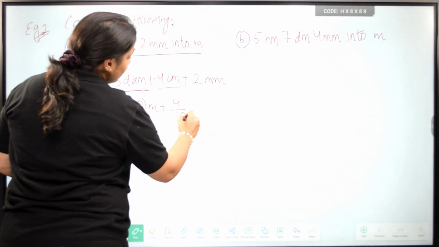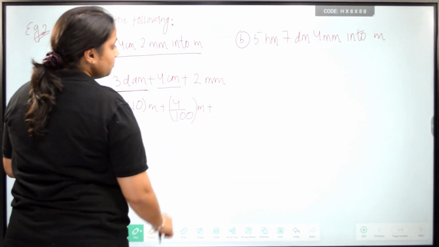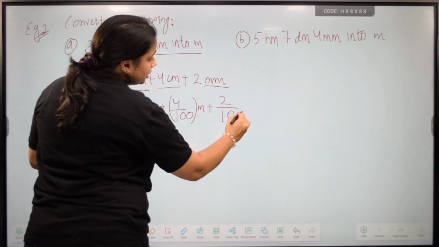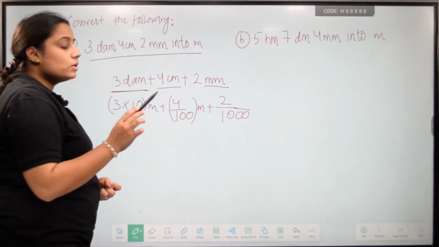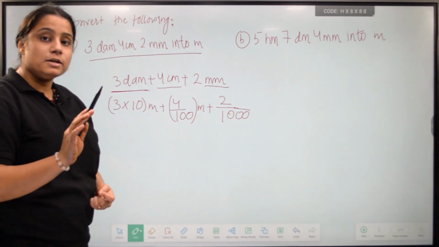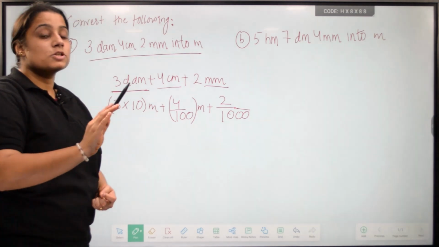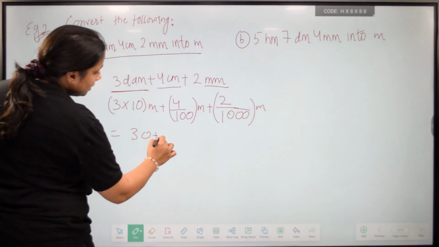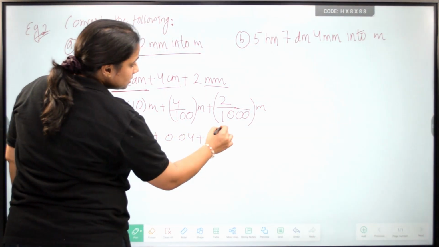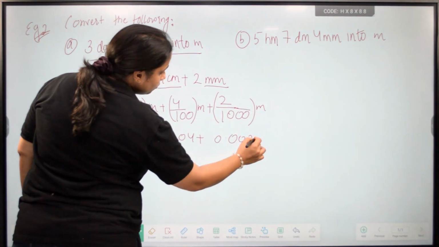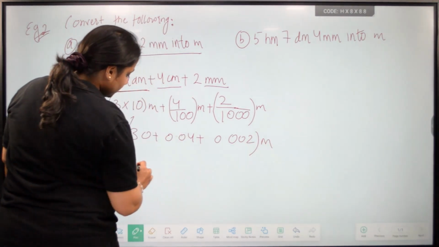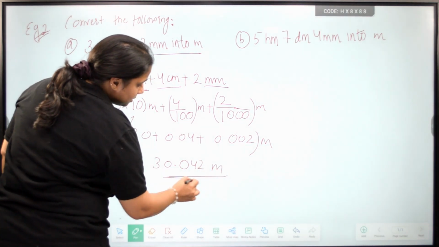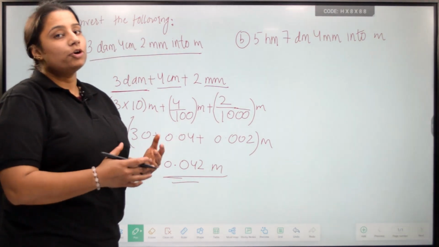So it will be divided by 100. Plus, for millimeters we need to divide by 1000, because we know that 1 centimeter is equal to 1 by 100 meter and 1 centimeter is equal to 10 millimeters. So it will become 30 plus 0.04 plus 0.002, whole unit as meters. So it will become 30.042 meters. Similarly, do part B on your own.